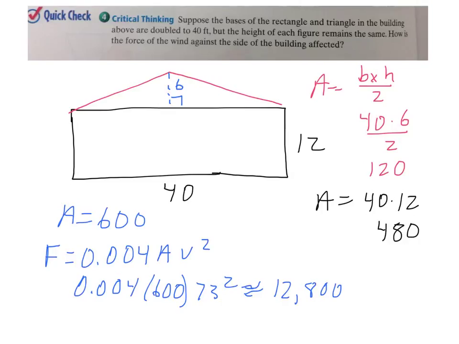So the force, just by doubling one dimension, the force of the wind against the side of the building has doubled. This concludes Lesson 10.1.